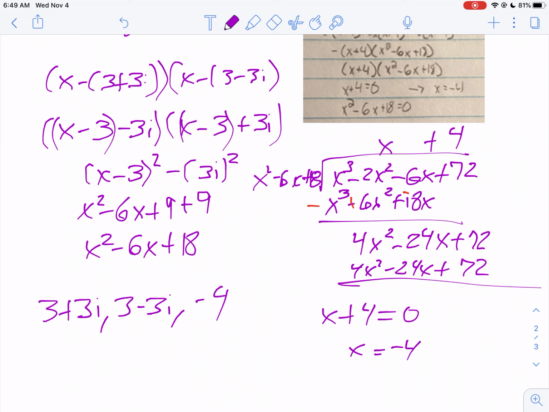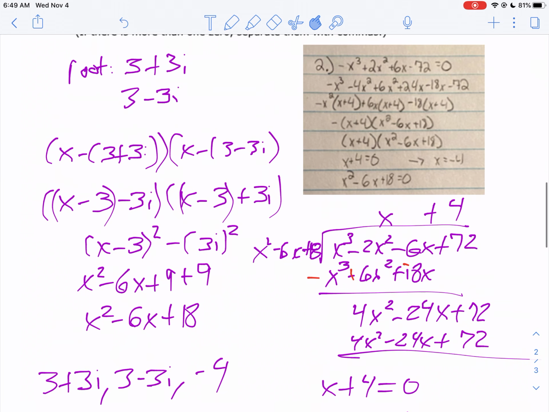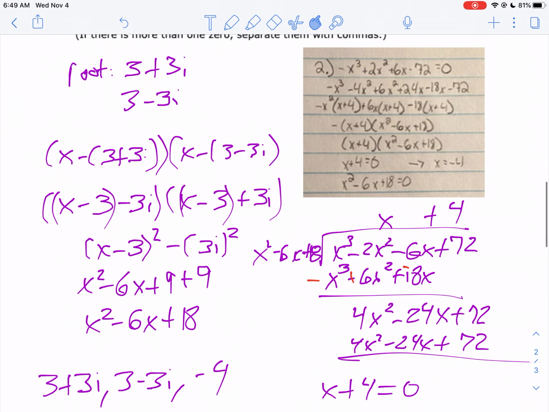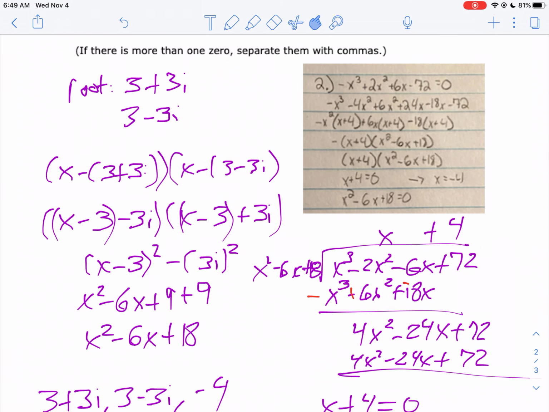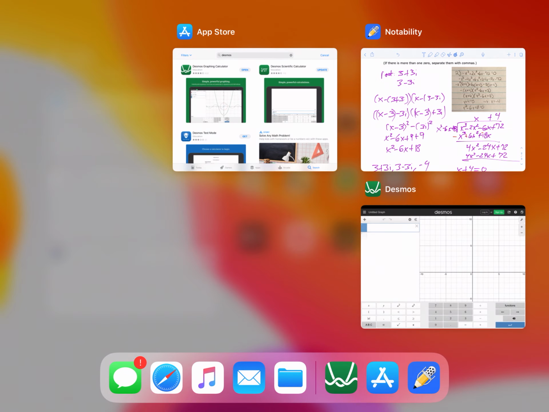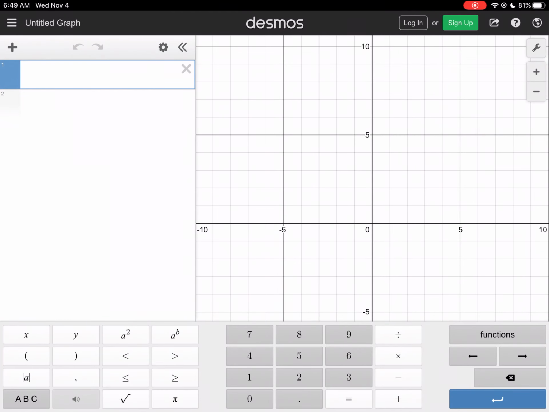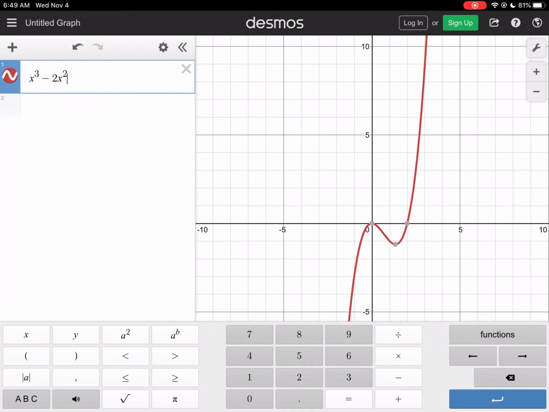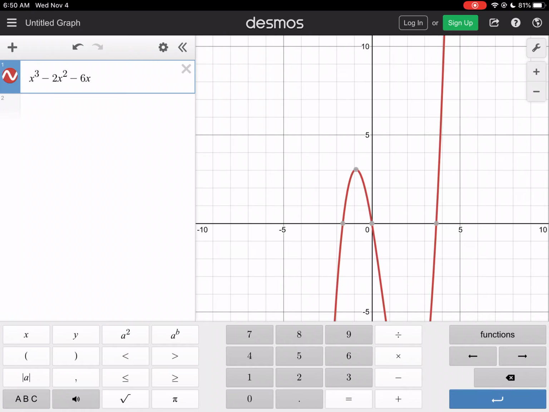Now, I would be remiss if I didn't show you an easier way to do this problem. We know 3 plus 3i and 3 minus 3i are going to be roots. What you could have done after you got those two roots in, you could have graphed this. So if I go x cubed minus 2x squared minus 6x plus 72.